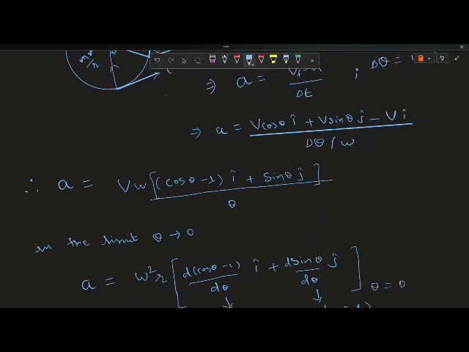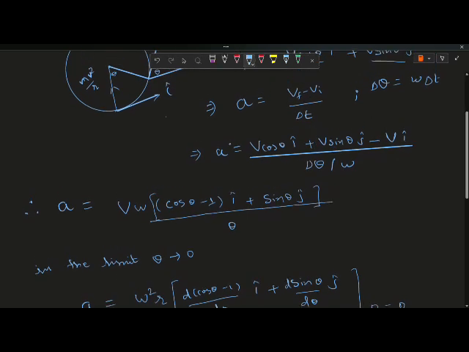So now, if we isolate the i cap and j cap, then we will get A is equal to V cos theta i cap minus V i cap. So that becomes (cos theta minus 1) i cap. Then this V omega I have taken common. Where does this omega come from? This omega comes from here.